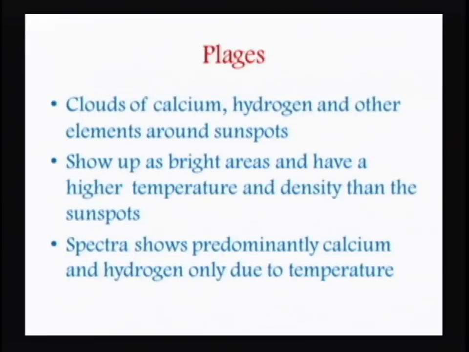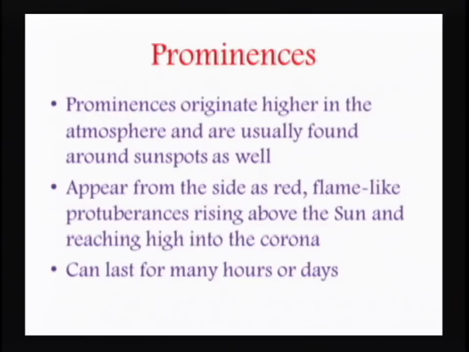So these plages are clouds of calcium and hydrogen and other elements that are around the sunspots. They show up as really bright areas, and they have a higher temperature and density than the sunspots. So they show up as really bright areas around these dark spots. The dark spots are the sunspots, and the bright areas down there are the plages. They show up very easily if you look at some pictures, of which I'm going to have some URLs that I certainly want you to look at. When I look at the spectra, they're predominantly calcium and hydrogen, so you can use that to figure out what's going on.